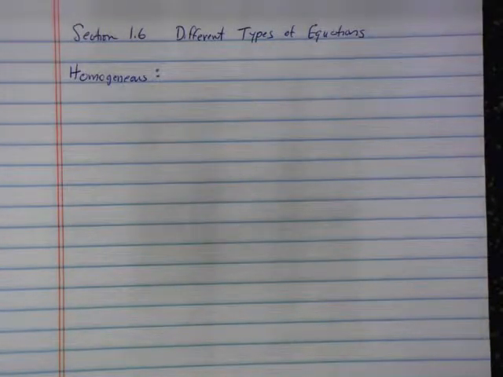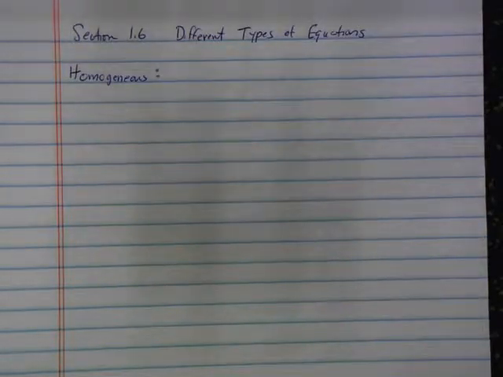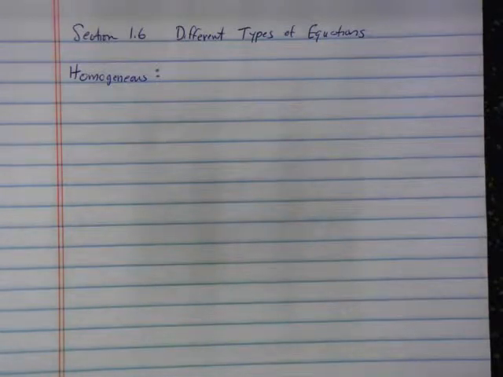All right, in section 1.6, we're going to talk about a bunch of different types of equations. We've already talked about Bernoulli, and the good news is I think Bernoulli's the hardest. So let's do the next kind. The next kind is homogeneous.